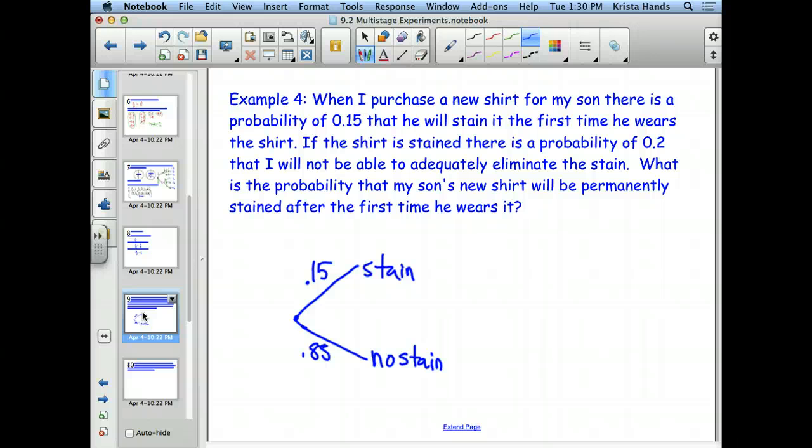Okay, so after he wears his shirt and he stains it or he doesn't stain it, I have to wash it, right? What's the next event that happens then? Whether I get the stain out or not, right? Whether it's permanently stained or whether it comes out. But like we said, I don't have to do that at all if there's no stain. So my next set of branches only come off of the stained shirt. I don't have to do anything if it's not stained. And then we can do, I think this is how Mackenzie described it, it comes out, or it's permanently stained.